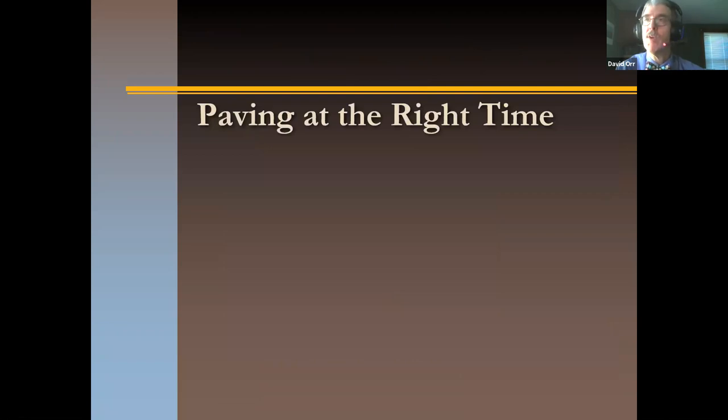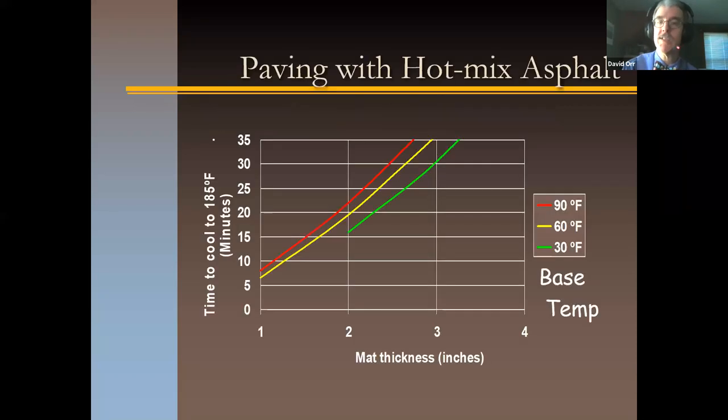From an engineering standpoint, if I had to pick something beyond getting the right foundation, getting the right mix, it's when we pave. You got to pave at the right time. That's absolutely vital. So let's just look at hot mix as an example. Okay. Now this is a chart. This particular chart is for a given air temperature. Okay. So there's actually three dimensions on this chart. It goes in and out of the screen, if you could think about it that way. So you've actually got to look at the temperature of the ground, the base temperature.